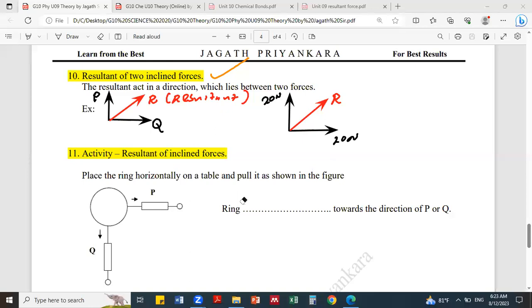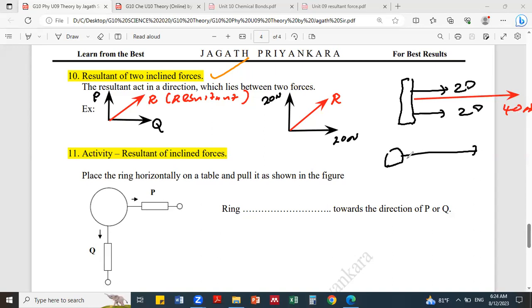But if it is like this, yes, of course you add it. If it is 20 and 20, then what is the resultant? The resultant will be 40, because then they are parallel. When they are parallel, the resultant will be the sum of those two. If they are in the same direction also like this, 20 and 20, then it's 40. Here also 40. But you can't add like that when they are inclined at an angle.